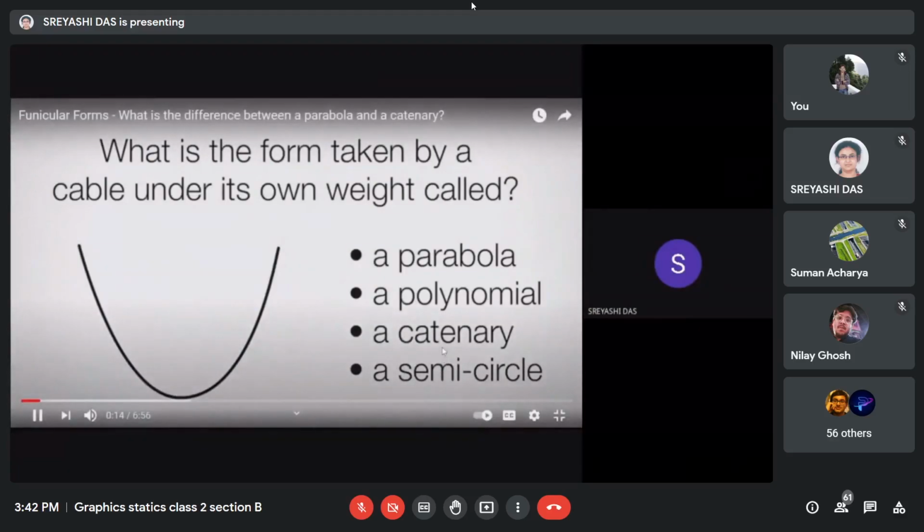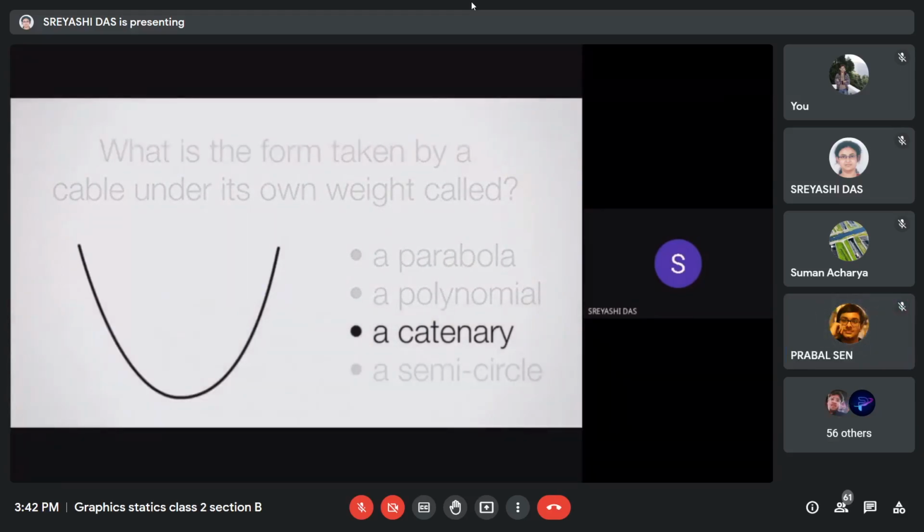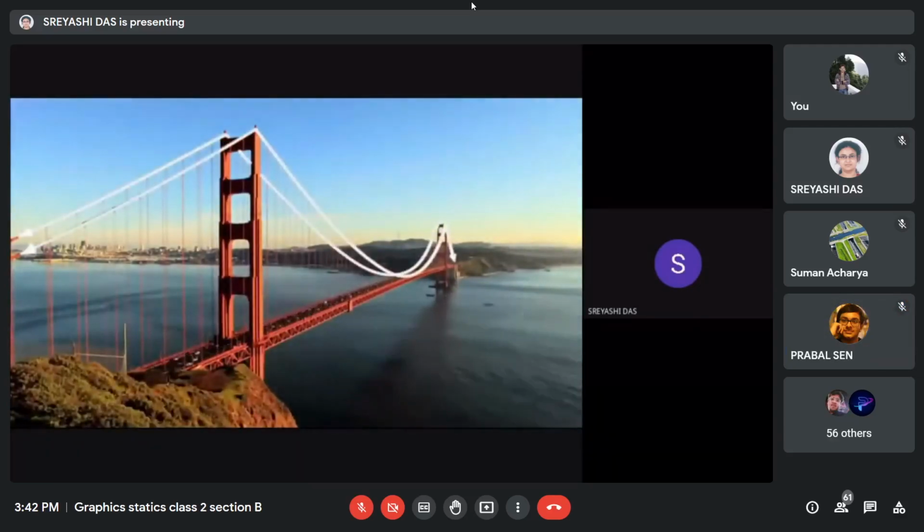I'm guessing many of you responded parabola. It turns out that's not correct. This form is actually called a catenary. Yes, ma'am, audible. I'll explain what that is in a minute. But how about the form taken by the main cables of a suspension bridge?